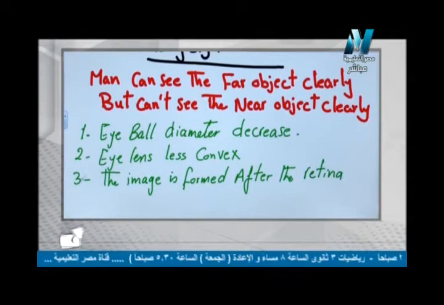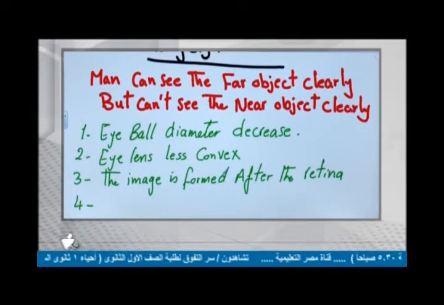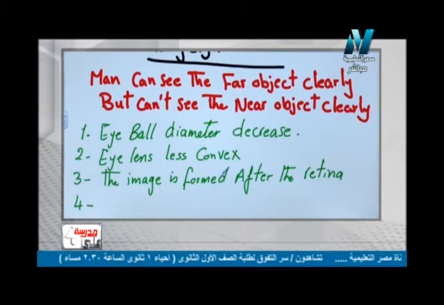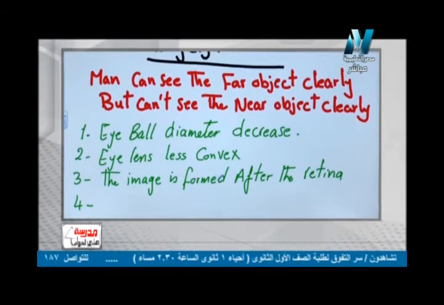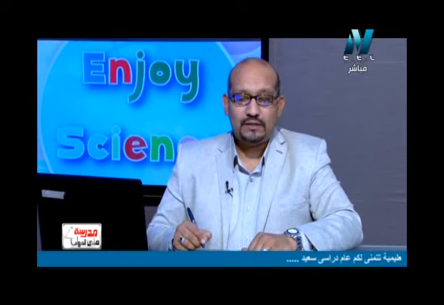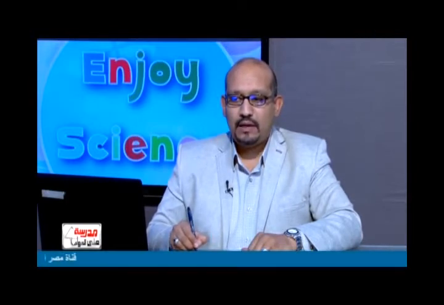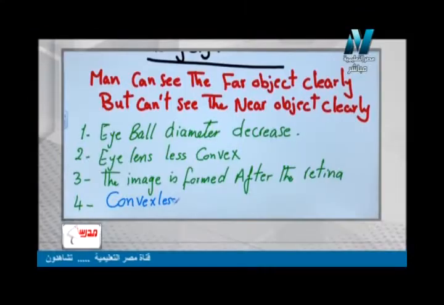So how can we treat this case? I think Mr. Wa'il can answer this question. We can treat this case by what lens? Yes, due to the decrease in convexity of the eye lens, we need a convex lens. So we treat long-sightedness by using a convex lens.